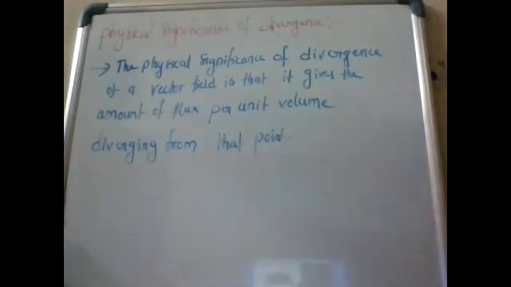So the physical significance of divergence of a vector field is that it gives the amount of flux per unit volume diverging from that point.